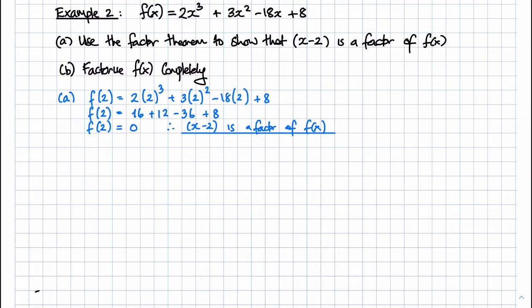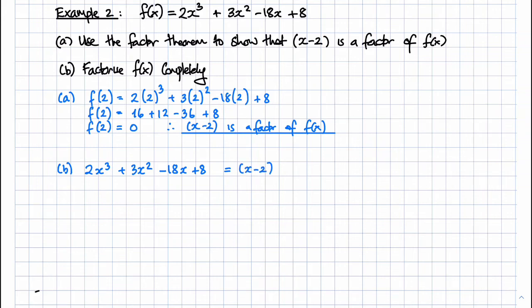Part B says to factorize f of x completely. Well, now that we know that x minus 2 is a factor, we can now start to use our comparing coefficients technique, or we can go down the route of using algebraic division. So I'll continue with using comparing coefficients. To do that, we're going to write down our polynomial on the left hand side. So we've got 2x cubed plus 3x squared minus 18x plus 8, and that's going to be equivalent to our factor that we've determined, x minus 2.